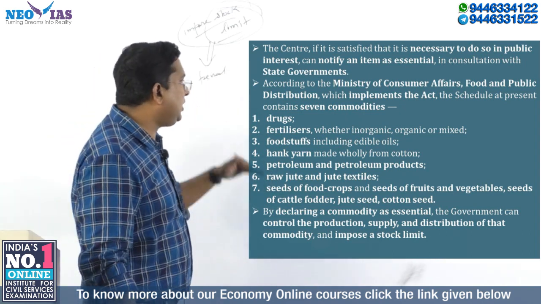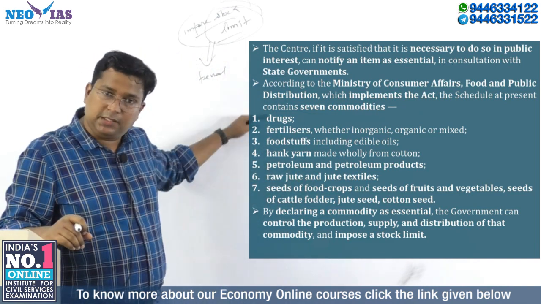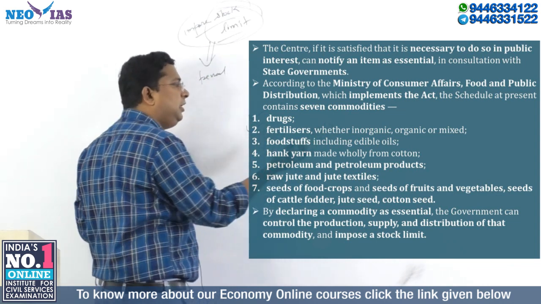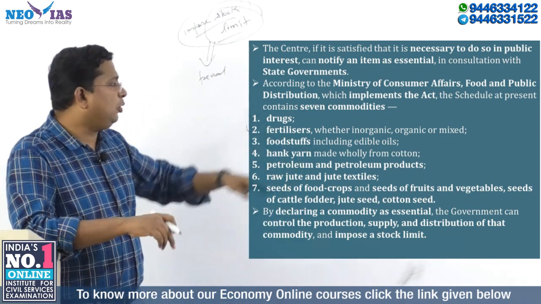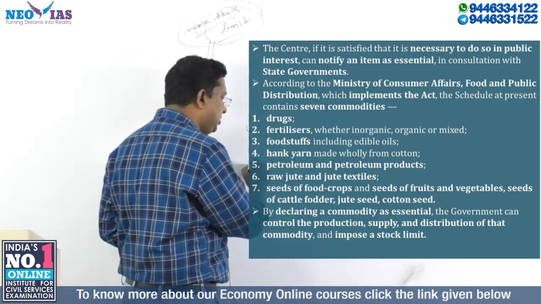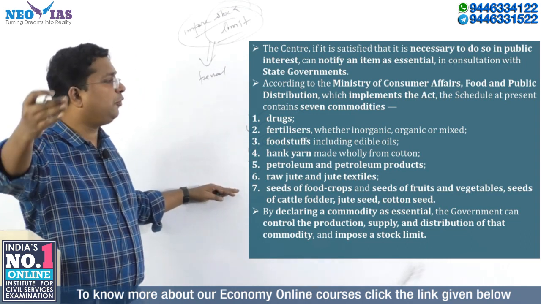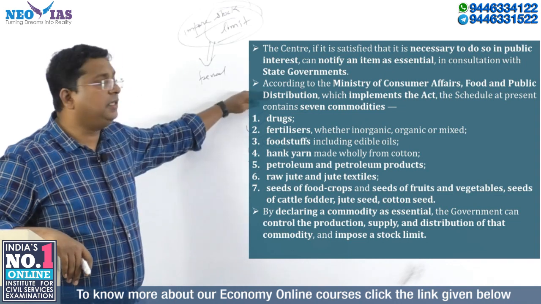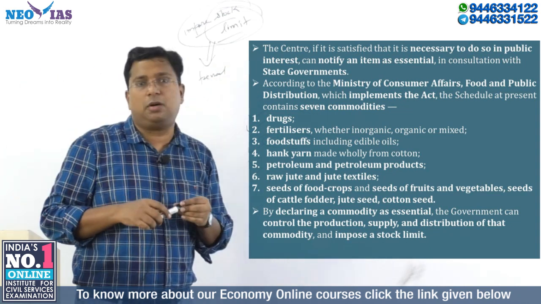Okay. According to the ministry, currently there are 7 groups of commodities mentioned in the schedule of the Essential Commodities Act. First one is drugs, second one is fertilizers, whether inorganic, organic or mixed. Third one is foodstuff, which includes all agricultural products, including edible oils. Then hank yarn made wholly from cotton, petroleum and petroleum products, raw jute and jute textiles, and finally seeds. Seeds include seeds of food crops, seeds of fruits and vegetables, seeds of cattle fodder, jute seed, cotton seed, etc. So these are the 7 commodities mentioned in the Essential Commodities Act as essential. This can be helpful for your prelims. They can ask which items are included in the Essential Commodities Act.